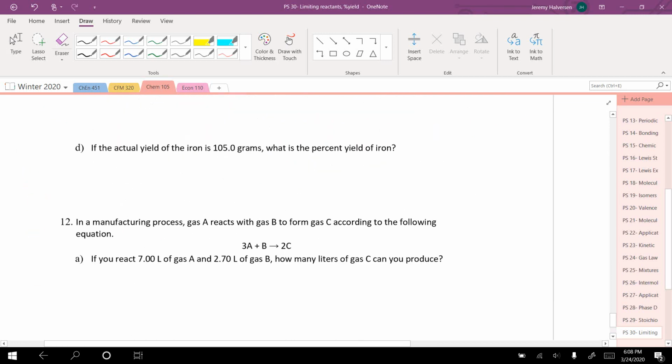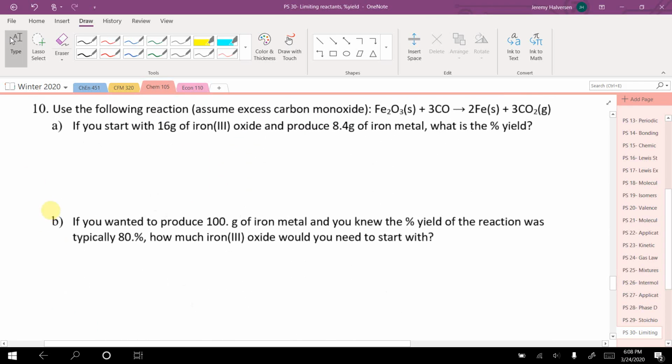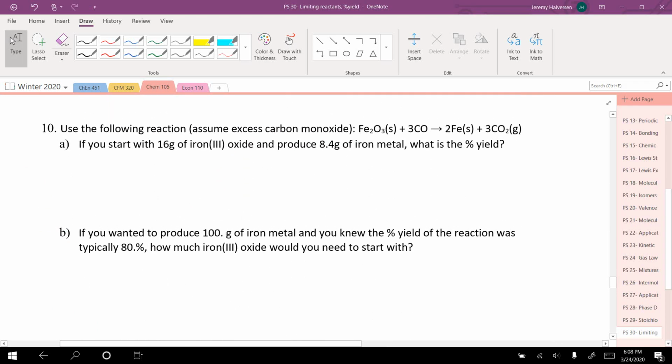Okay, how we looking? Couple left, 3 left. All right, use the following reaction. Assume excess carbon monoxide. You start with 16 grams of iron 3 oxide and produce 8.4 grams of iron metal. What's the percent yield? Percent yield is actual over theoretical. They give us the actual. Let's find the theoretical.